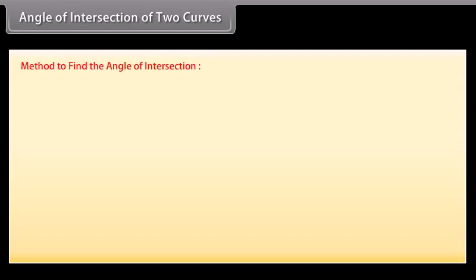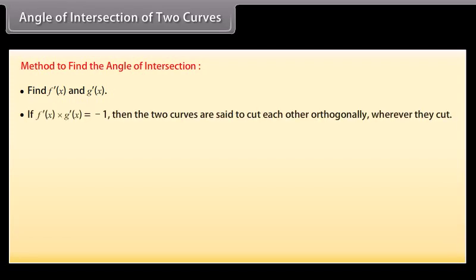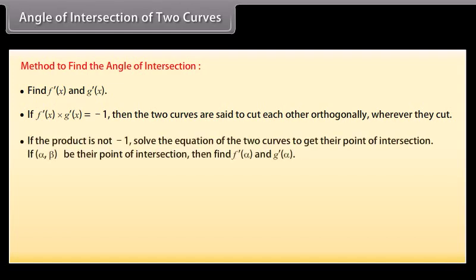Method to find the angle of intersection. Find f'(x) and g'(x). If f'(x) into g'(x) = minus 1, then the two curves are said to cut each other orthogonally wherever they cut. If the product is not minus 1, solve the equation of the two curves to get their point of intersection.